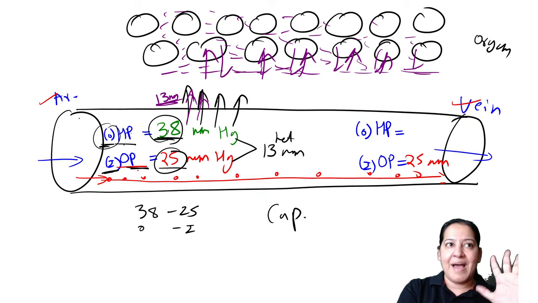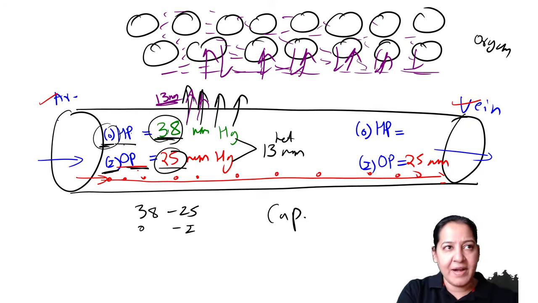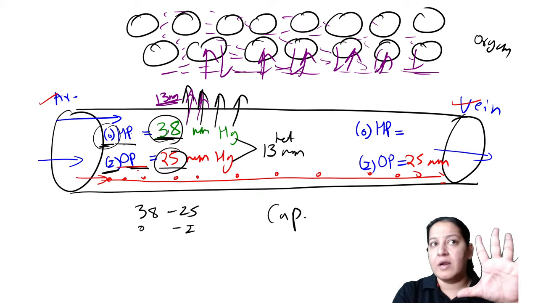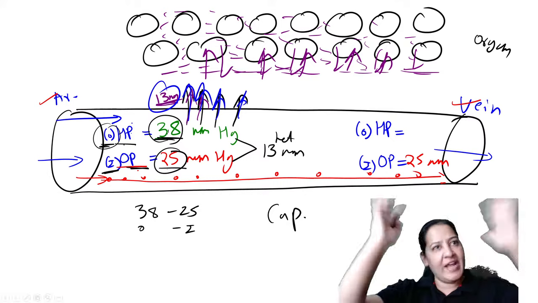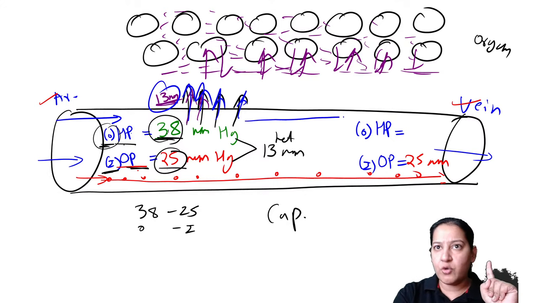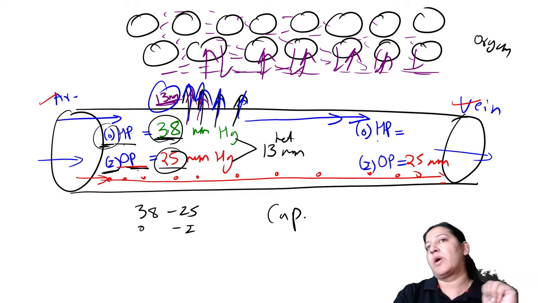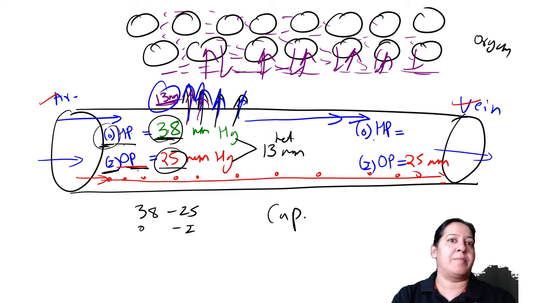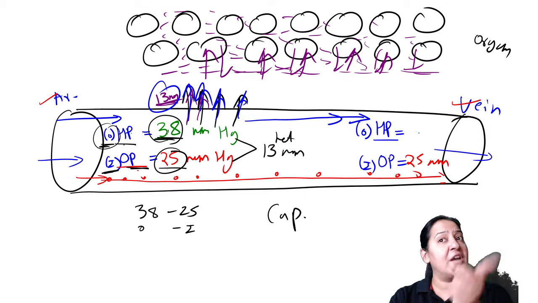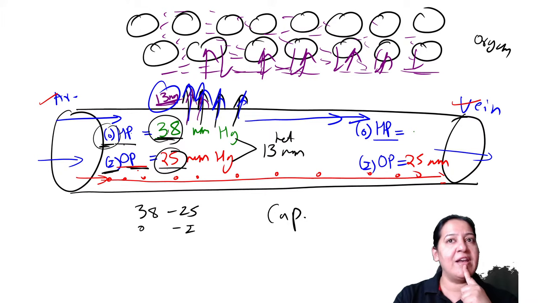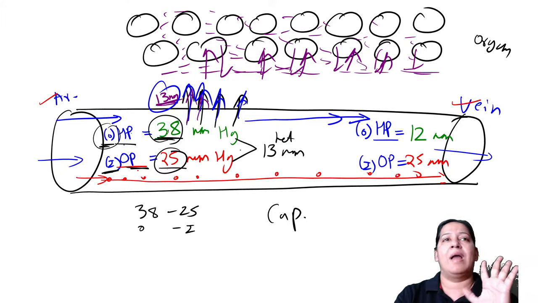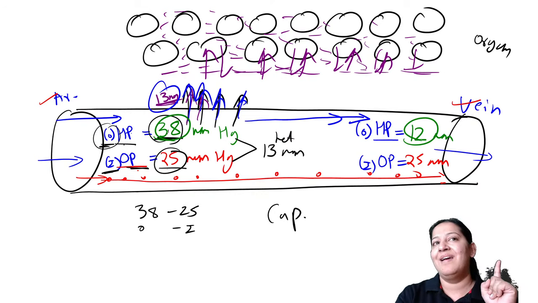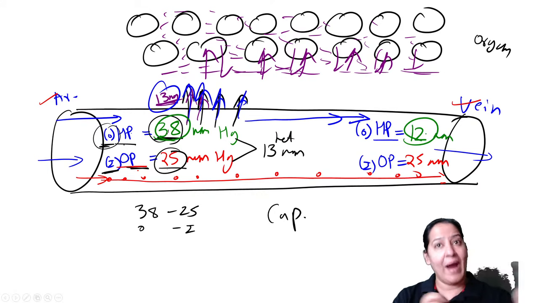Imagine the blood is entering here. It has full water. Most of the water has exited with 13 mm of mercury; the water is already out. Now, when the blood is traveling towards the venous end, there is less water. Less water means less hydrostatic pressure. So what is the value of hydrostatic pressure at the venous end? Hydrostatic pressure is only 12 mm here. Instead of 38, it is only 12 now at the venous end.